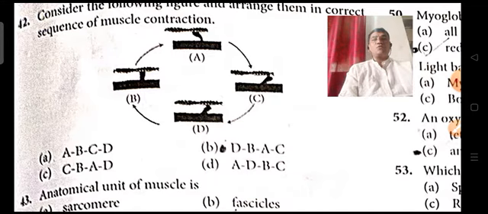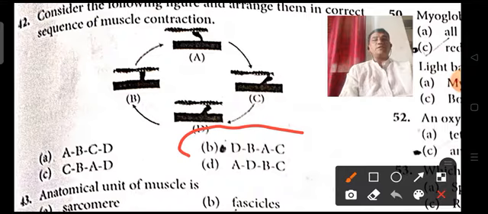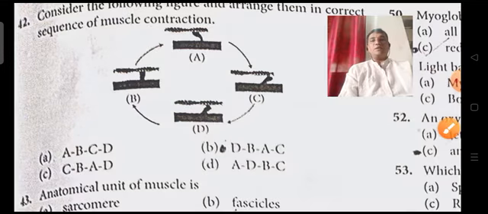So we can go with the answer. The phenomenal change that is taking place is shown as D followed by B, B followed by A, followed by C. So you can write anything, but the correct format of understanding of this question is B. D is followed by B, B is followed by A, followed by C.